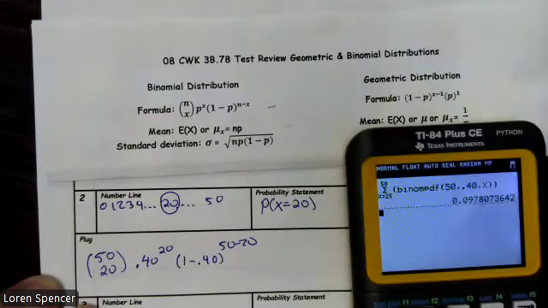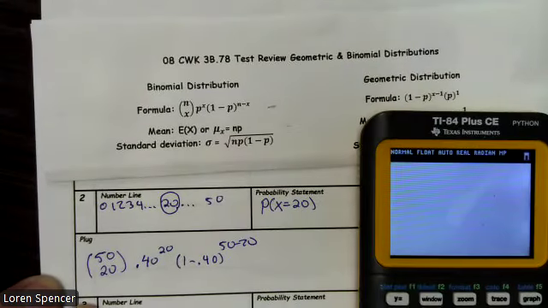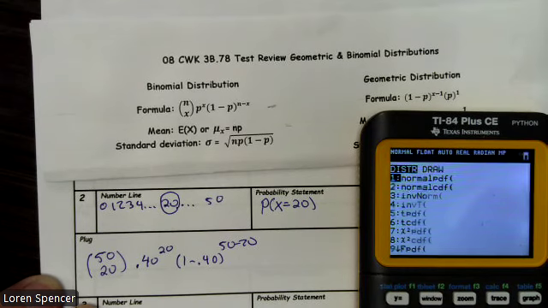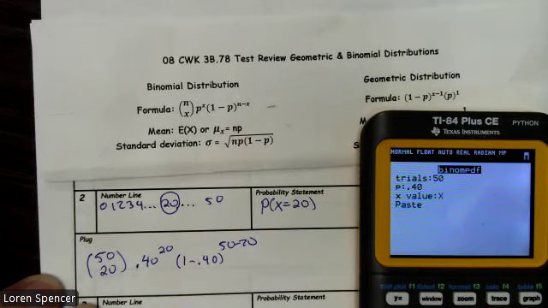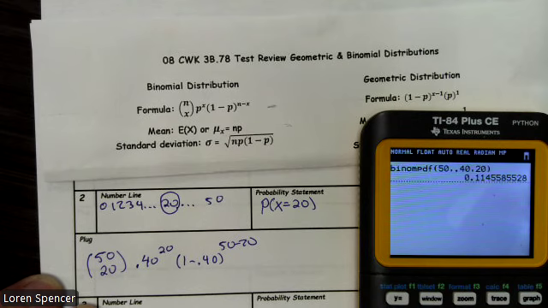All right, we don't have to do the summation, so we can go straight to second vars. Binomial PDF. Trials is 50. P is 0.4, so none of that has changed, but my X value is now set at 20 because we did not use the summation. The X is only for summation. So we get 0.1145.